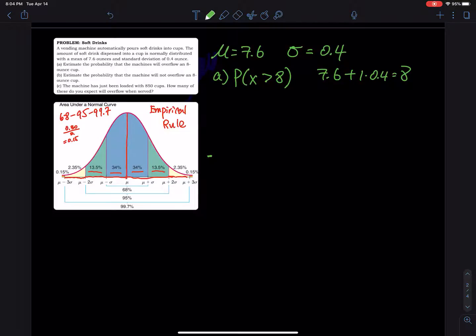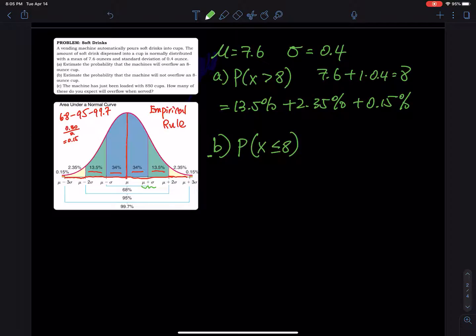Greater than 8, so we take 1 step to the right, and then we add the rest, right? So 1 step to the right, we are right here, and then we add the rest, so that is 13.5 plus 2.35, and then plus 0.15%. That is your answer. And then B is not overflow, that is probability x less than or equal to 8.